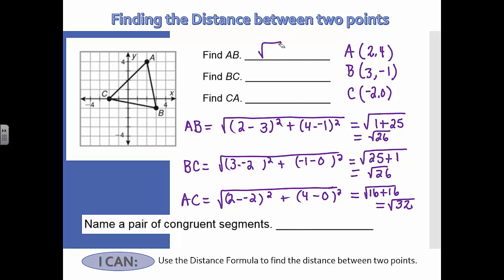So I've got all three of those distances. AB is the square root of 26. BC is the square root of 26. And CA or AC is the square root of 32. And then it asks which two pairs of segments are congruent, and we see that segment AB is congruent to segment BC.